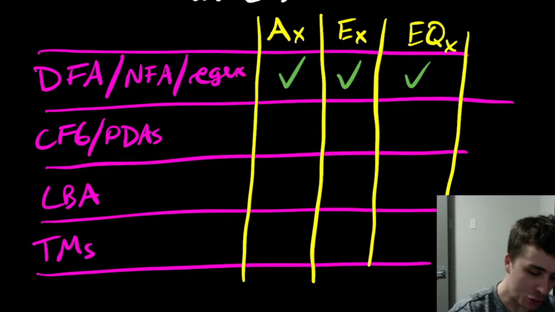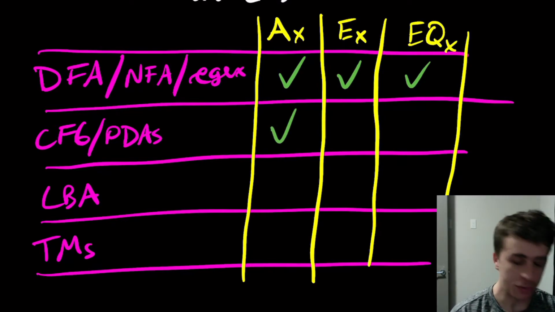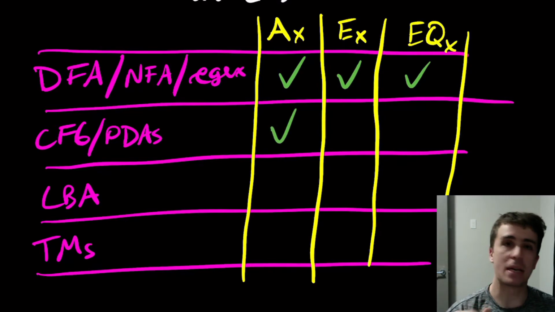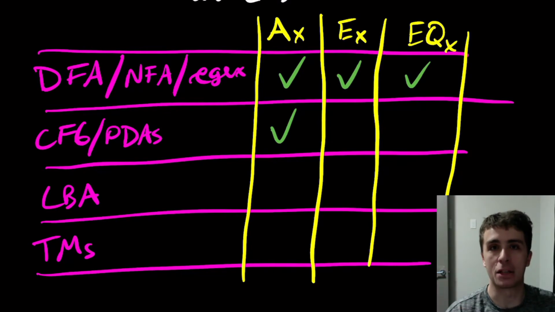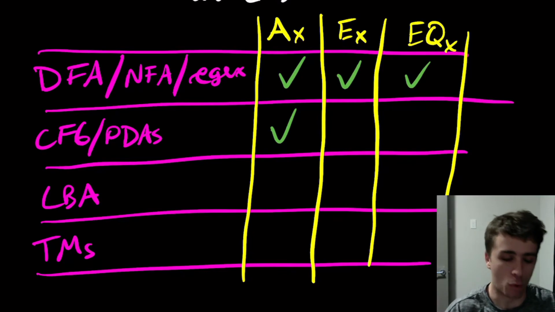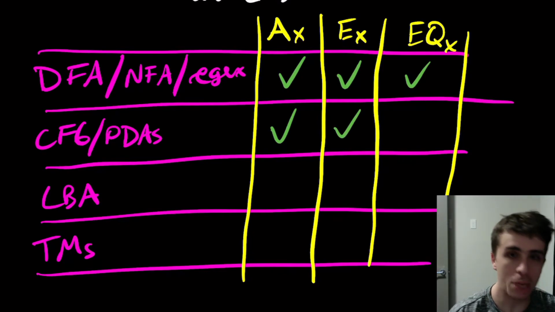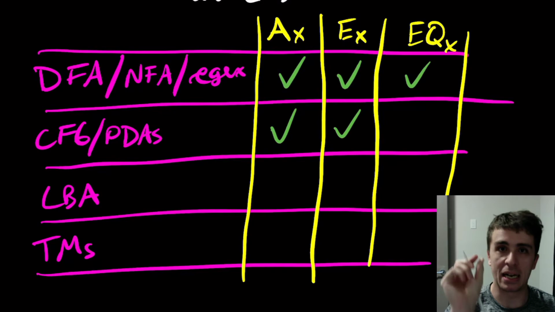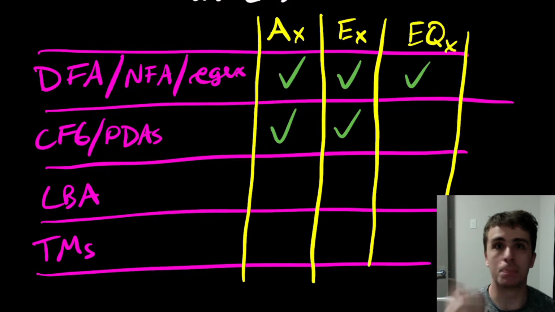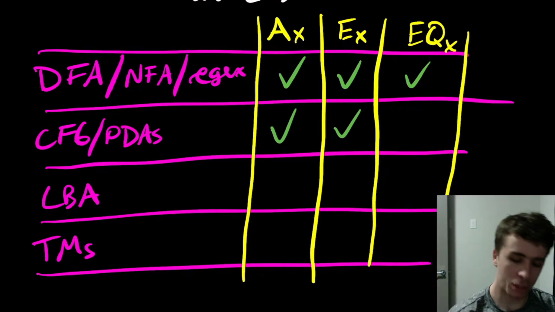For CFGs, the A sub CFG was decidable because we can just run all strings of length 2n minus 1 essentially, and that's only a finite amount of work. The E sub CFG problem, we had to introduce this idea of productive variables, but that's essentially the same idea as what we did for Chomsky normal form, and that takes a finite amount of time too because there's only a finite number of variables and rules. I'm going to skip EQ.